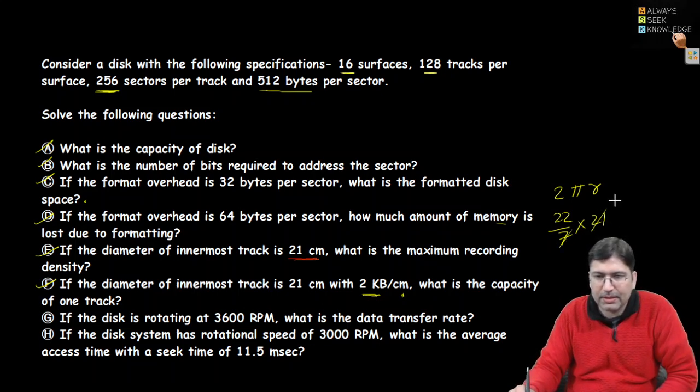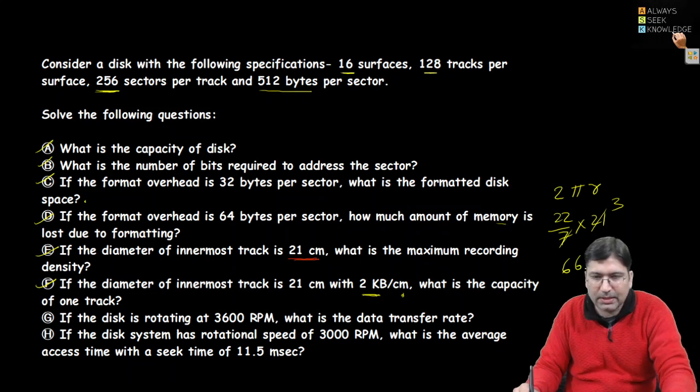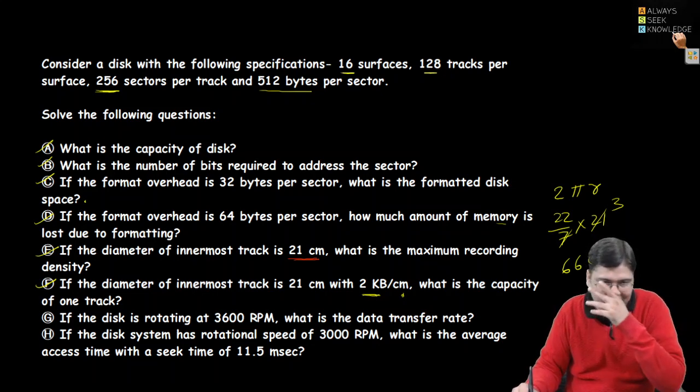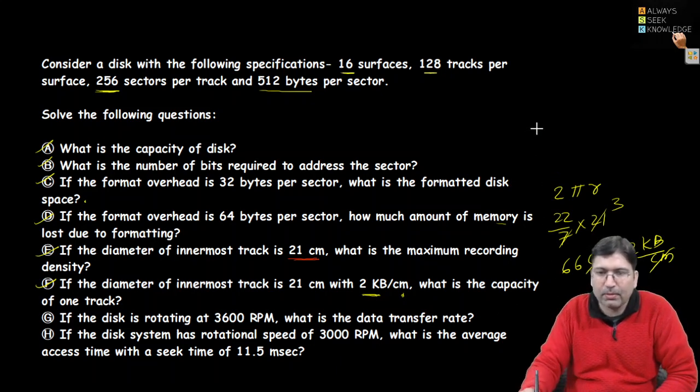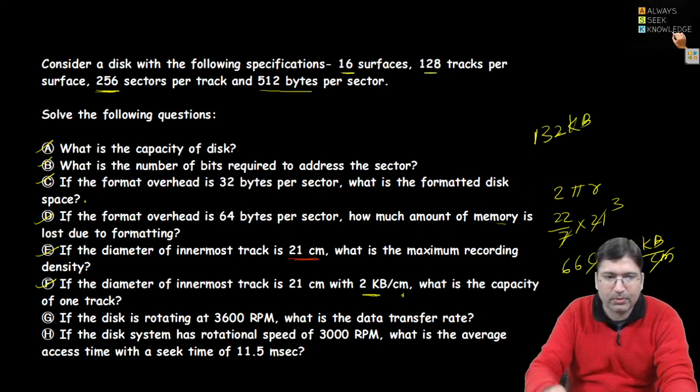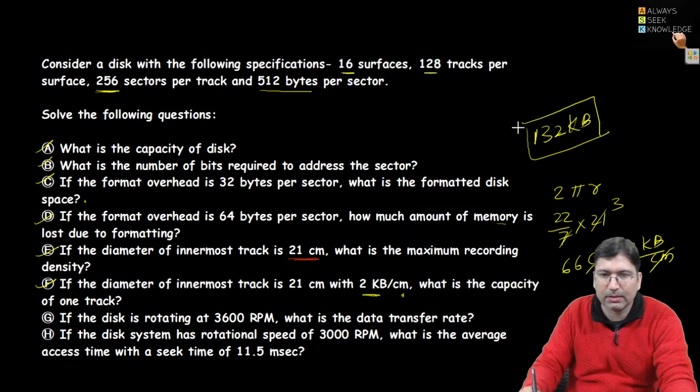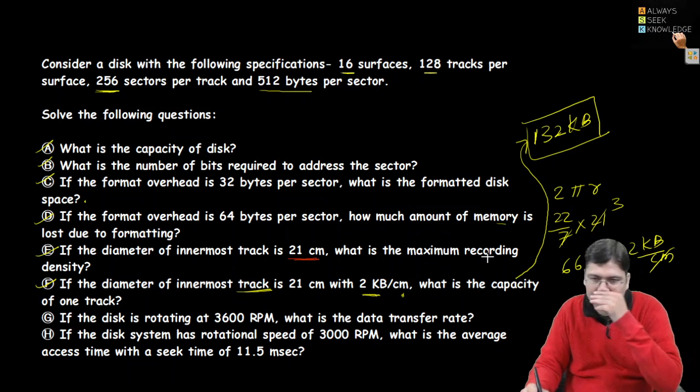So this is like 66, and so this is 66 centimeter actually, and each centimeter 2 kb is getting stored. So you need to multiply 2 kb divided by centimeter. So this centimeter will be cancelled out. That means it will give you 132 kb. Okay, so 132 kb you will get as the capacity of a track, which is innermost track. So this will be the answer for F portion, right?